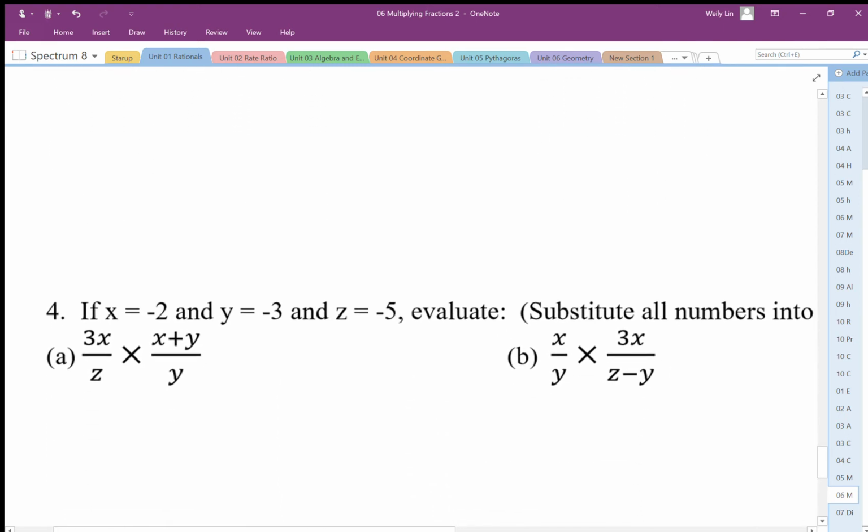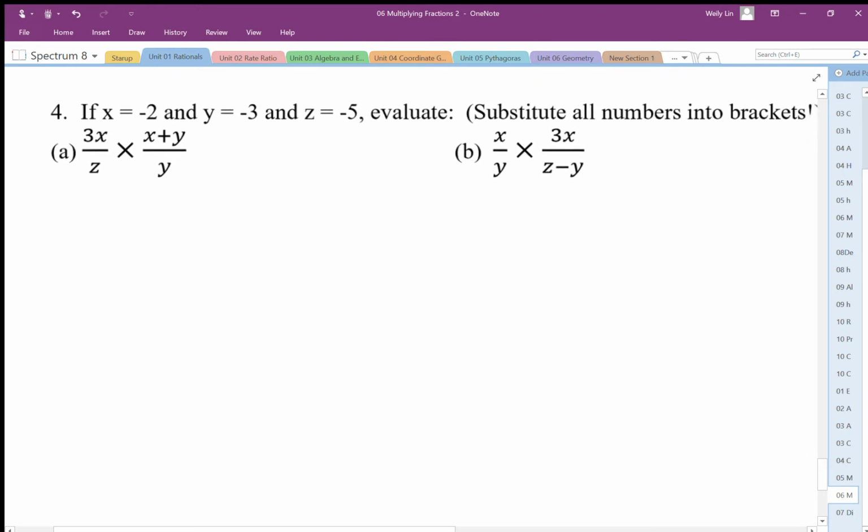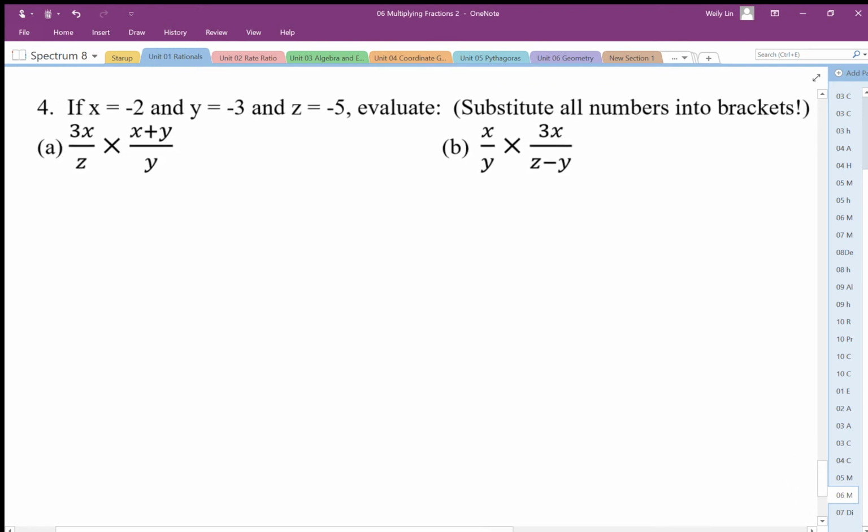These last ones here, I'm just going to show how we do this because some people are not sure what to do with these ones. Basically, we've been given an expression and we're going to substitute numbers into this expression. Where there's an x, we're going to replace it with a 2. Where there's a y, we're going to replace it with a 3. Where there's a z, we're going to replace it with a negative 5.